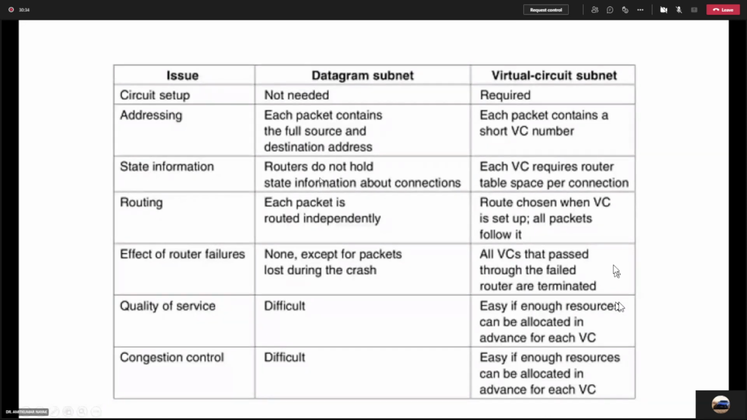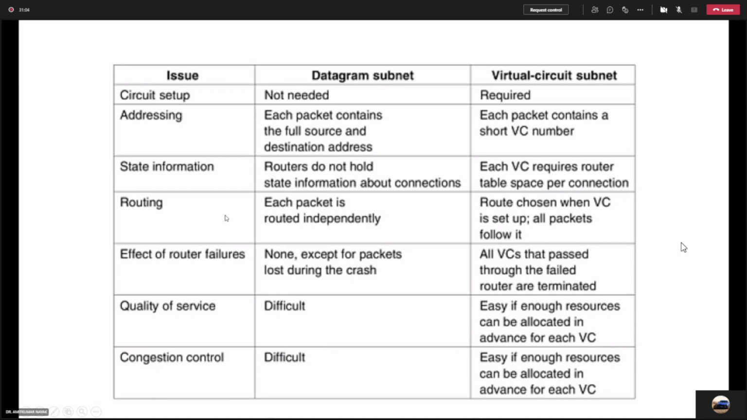So routers do not hold state information about connection because it is connectionless communication. And in connection-oriented communication, each VC requires router table space per connection. So the router can remember the connection. You just have to remember this only. Routers can remember the connection in the case of connection-oriented communication, and routers do not store any state information in connectionless communication.